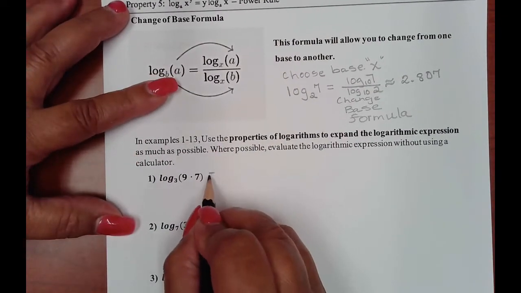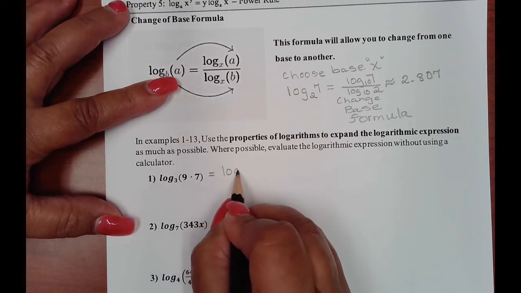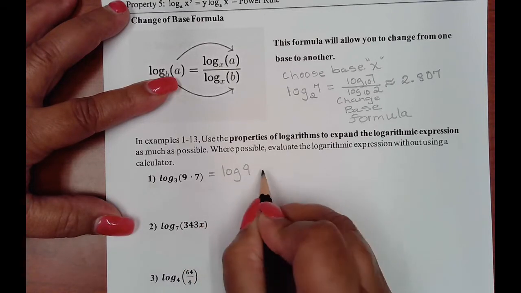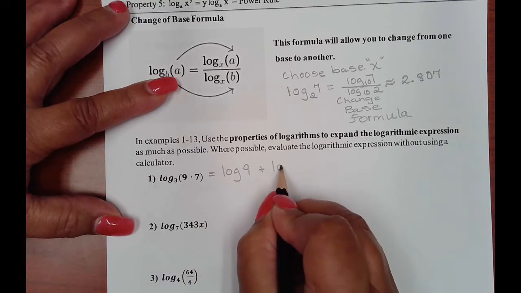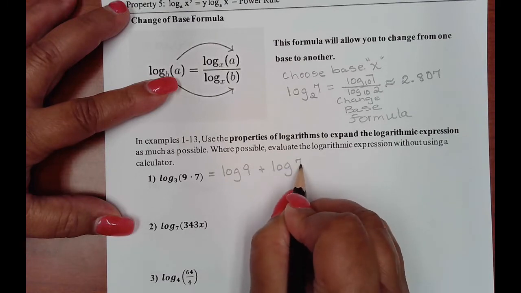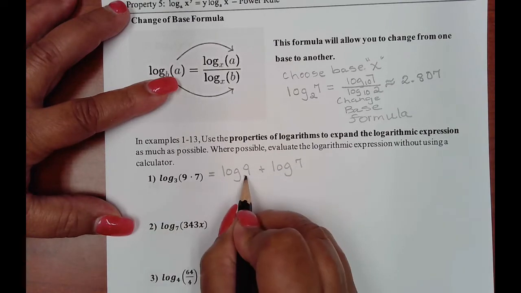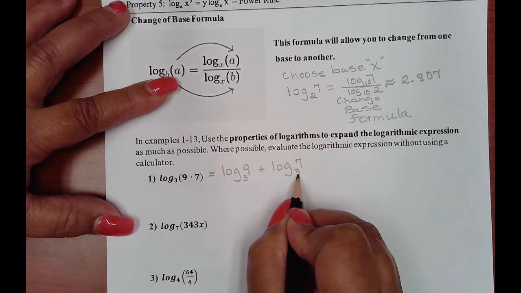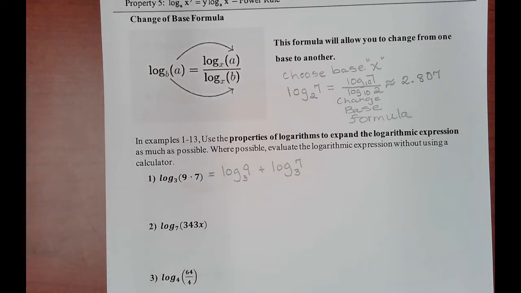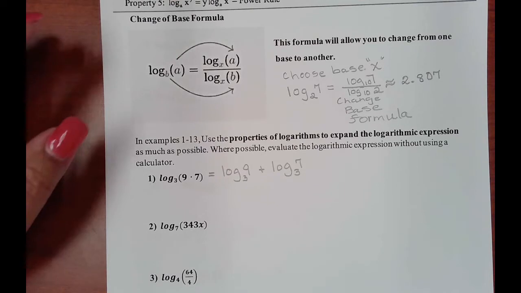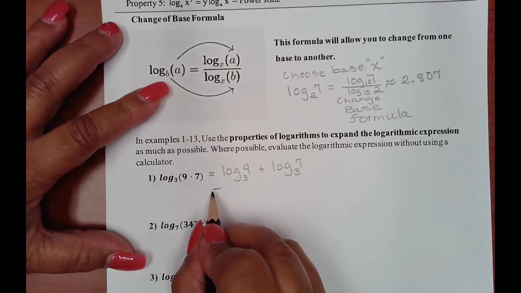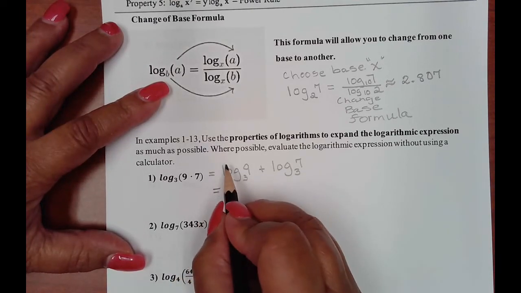So this will be equal to log of 9 plus log of 7, and both of those logs will bear the original base. Okay, you can go further with this. One of these terms can be more simplified. You can simplify it further, and that would be this one.